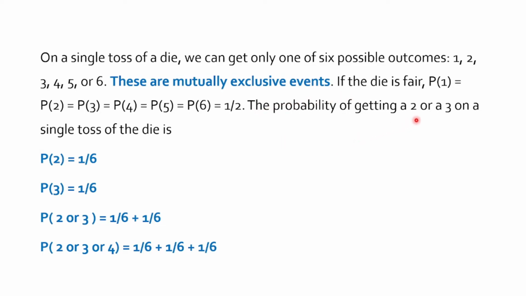The probability of a 2 or a 3 on a single toss of the die: P of 2 is 1 by 6, P of 3 is 1 by 6, so P of 2 or 3 is 1 by 6 plus 1 by 6. P of 2 or 3 or 4 is 1 by 6 plus 1 by 6 plus 1 by 6.